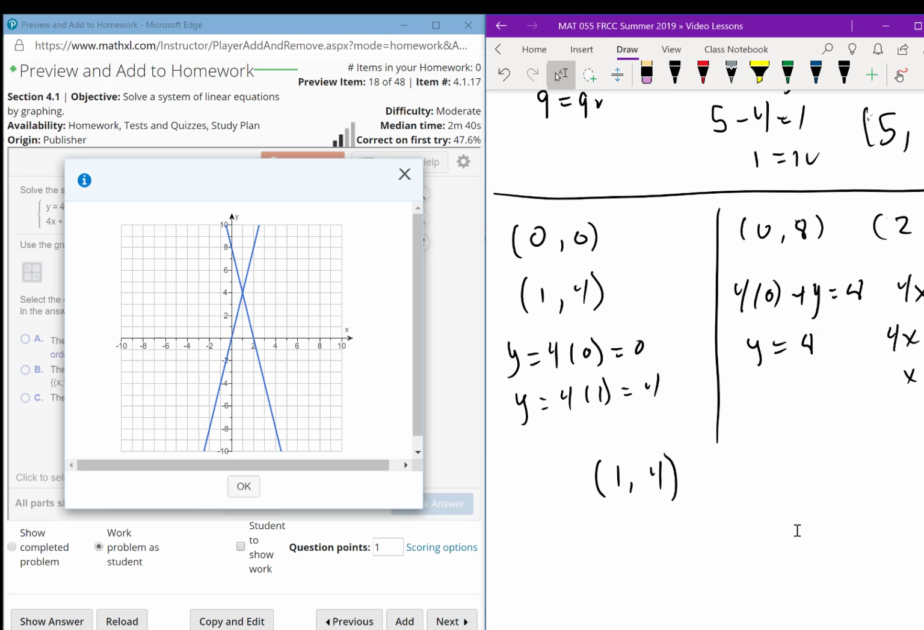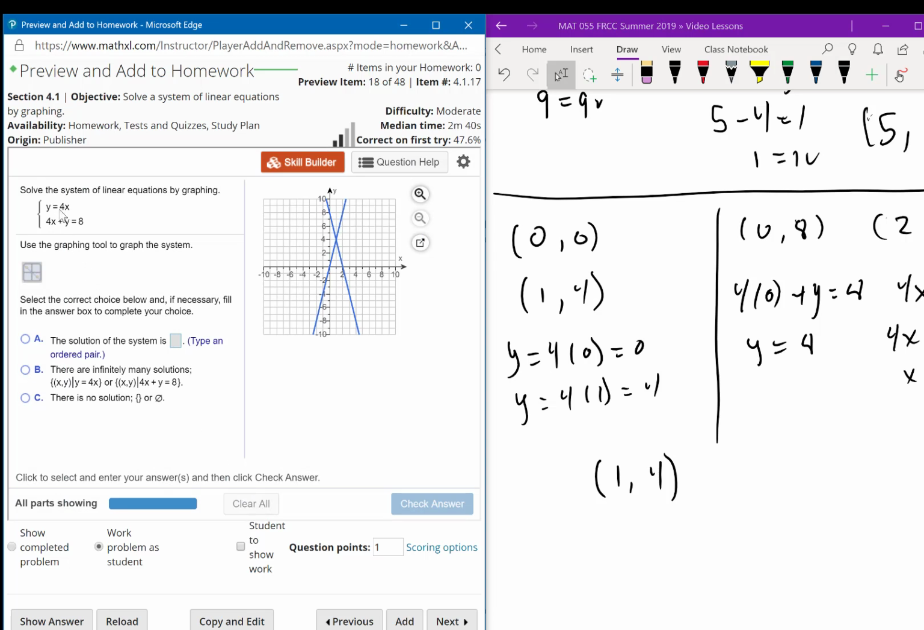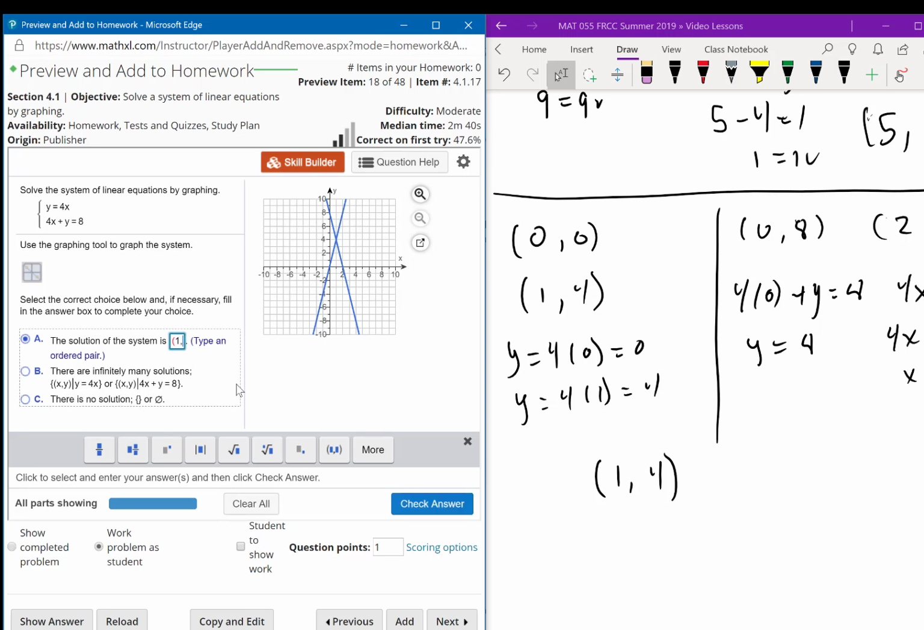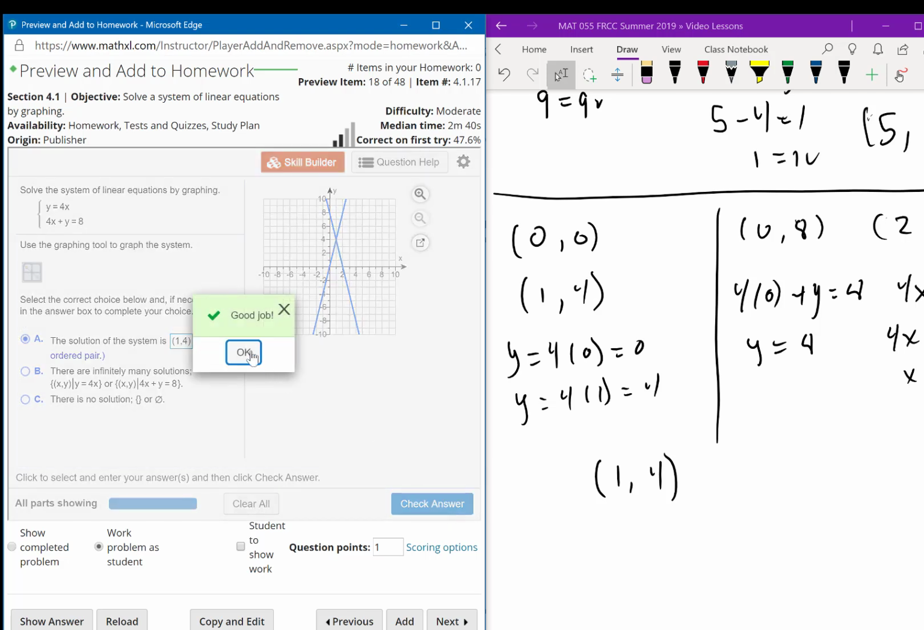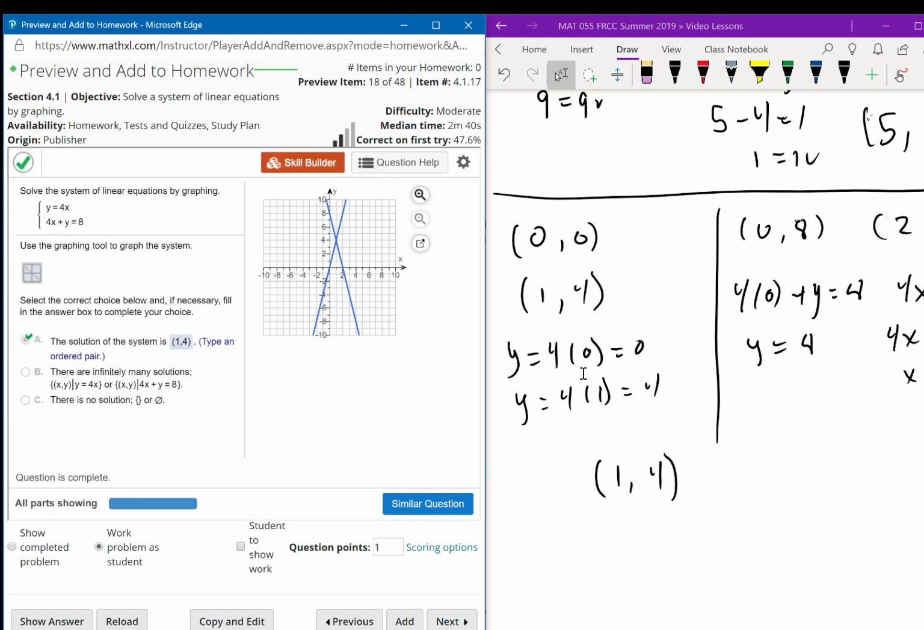Okay. So again, we can check these out by going to our equations, and notice that when x is 1, y is 4. And again, we get 4 plus 4 equals 8, so that works out. So we'll just come over here. We'll click here, and I'm just going to do an open bracket, 1 comma 4, type them in like that. Check my answer. Ta-da! Okay, all right, so that's graphing equations when the lines intersect.